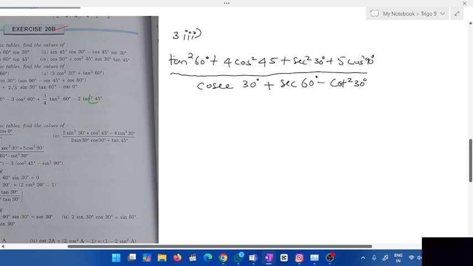Completed, all of you? Are you all trying this? What's the value for 60 degree, students? Tan 60, root 3, the whole square, plus 4 into cos 45. Cos 45 is 1 by root 2, right? Yes, sir. 1 by root 2. Sec 30.